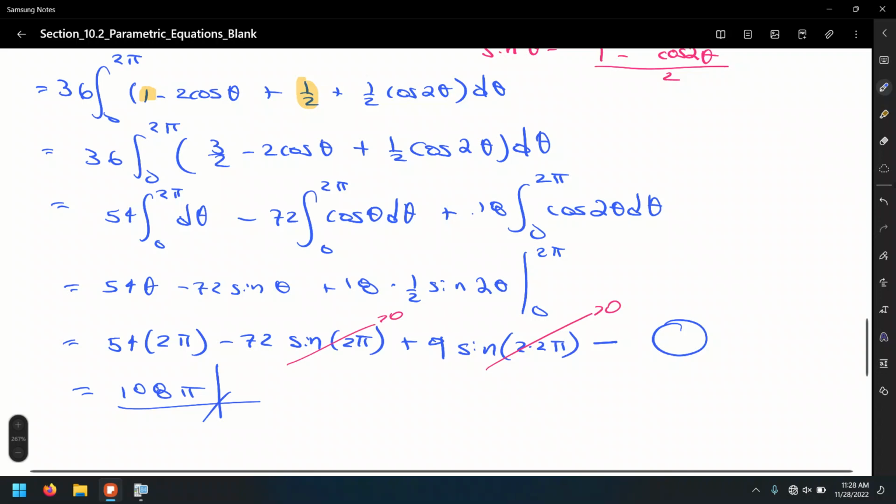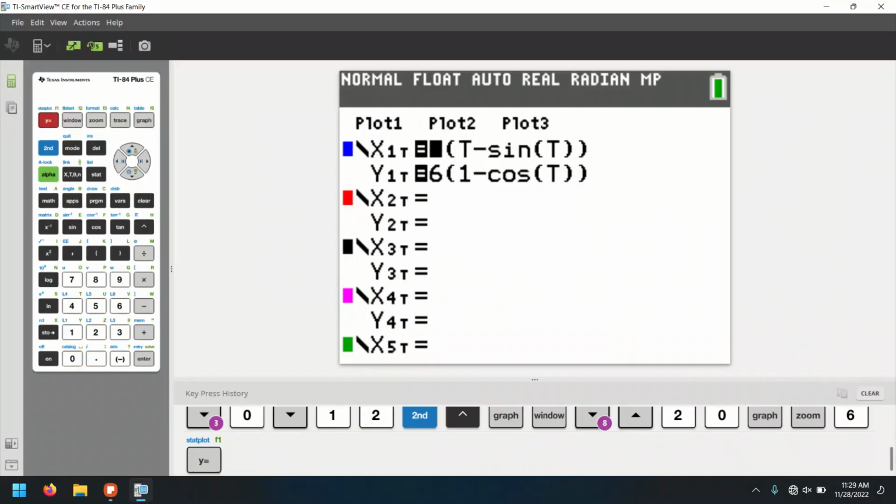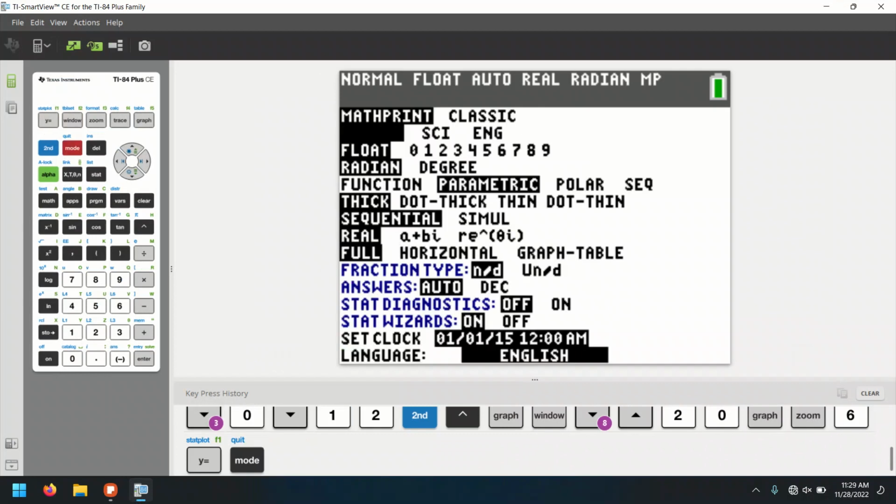All right. Now, to graph this function, let me pause this a little bit. All right, so when it comes to using the graphing calculator, you want to make sure of a couple of things, of course. Number one, you want to go to mode. You want to make sure your angles are in radian mode.